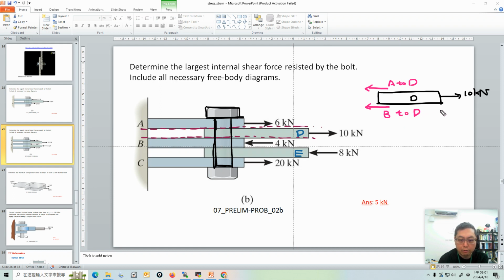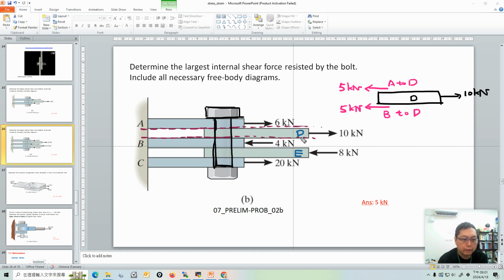In a free body diagram, the very important thing is that we have to draw the forces acting on the same body. So these two forces act on the same body. Because everything is static, these two forces must be equal and opposite to the external force. So this force will be 5 kilonewton and 5 kilonewton. This is the free body diagram of D.